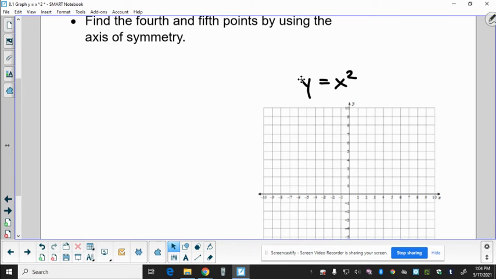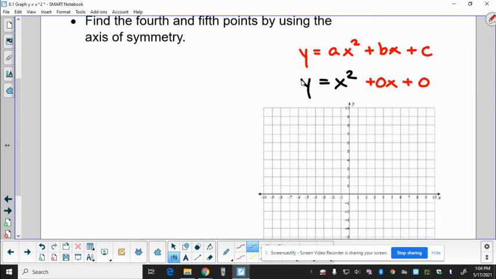Now, I want you to understand something. This is the format: y equals ax squared plus bx plus c. So in this case, you'll see that at the end, there are no values for b and c. So you can think of them as zeros. That'll be important when we do some calculations. So what will this graph look like? Well, let's go through these steps.